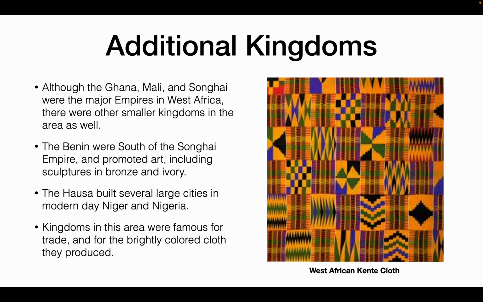So, although Ghana, Mali, and Songhai were all major empires, there were several other kingdoms throughout this area as well, and several other tribes that were doing business with Europeans as well. The Benin, for example, promoted art, including what are called the Benin bronzes. These were taken by the British and now reside in the British Museum. The Hausa built several large cities in Niger and Nigeria. There were kingdoms that were famous for trade, for spices, for silk, not for silk, I'm sorry, that's Asia, for salt, for gold, and for cloth, what is known as kente cloth these days.